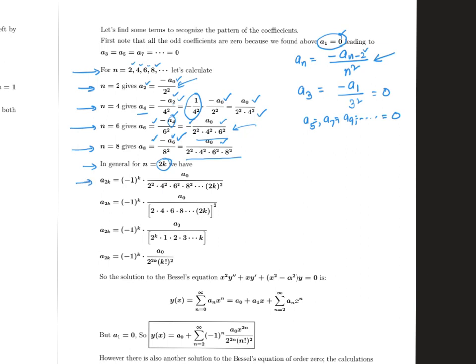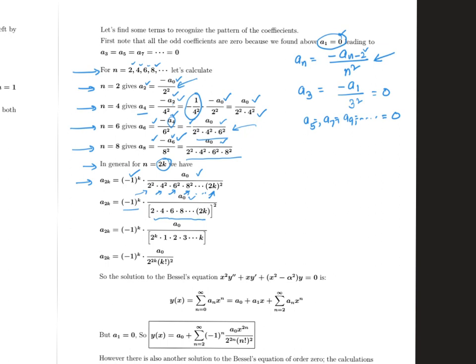a sub 2k is equal to negative 1 raised to the power k, because of the sign alternating between positive and negative. That's going to take care of that, times a sub 0 over 2 squared, 4 squared, 6 squared, 8 squared, up to 2k squared. That is the same as saying negative 1 raised to the power k times a sub 0 over 2 times 4 times 6 times 8 times 10 times up to 2k, whole squared.